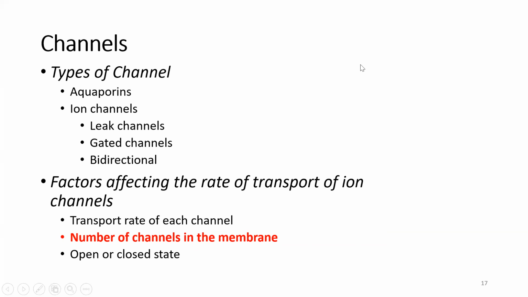And then getting into the factors that affect the rate of transport via ion channels, they're going to be similar to what we saw for those carriers. It's going to be dependent upon the specific rate of each individual channel. So how fast can that channel transport these particles, whether it's water or an ion, through the membrane? It's also going to be affected by the number of channels in the membrane. Again, how many of these channels can physically fit in the membrane to facilitate that movement.